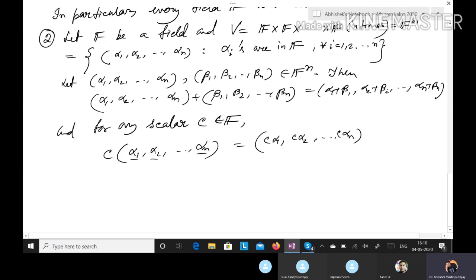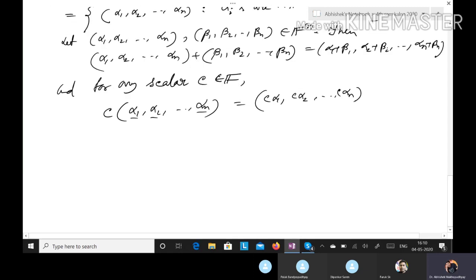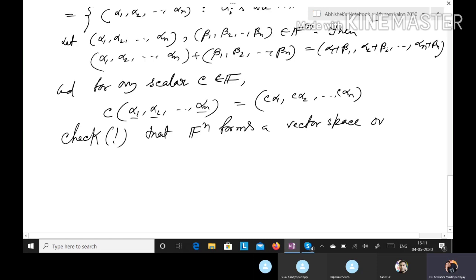And with respect to these two operations defined in this way, one can check easily that Fn forms a vector space over the field F. So this is your task, to check that this Fn forms a vector space over F. So this is an exercise. These examples are basic.